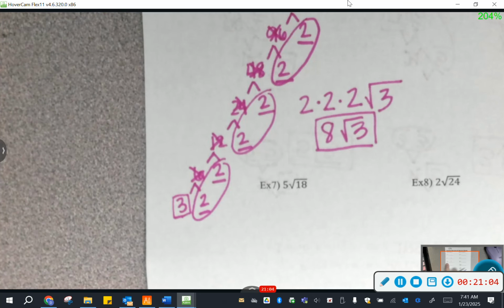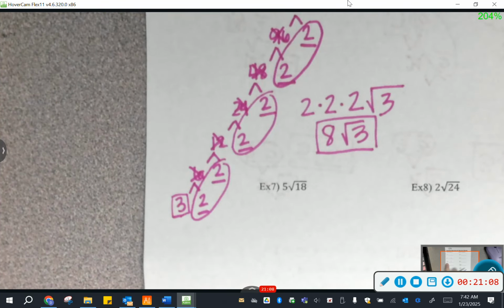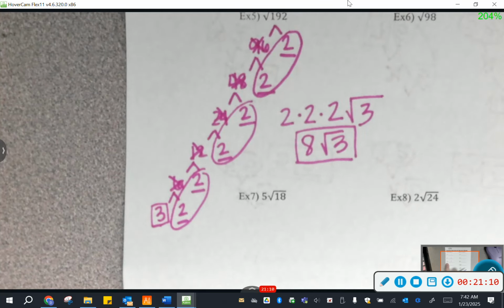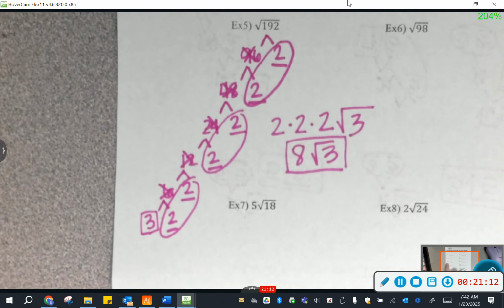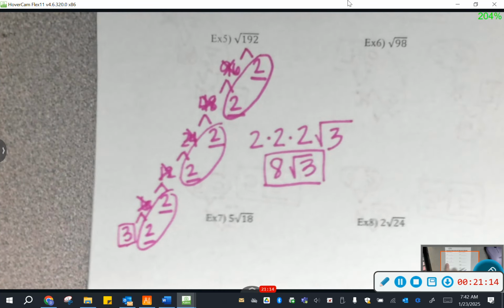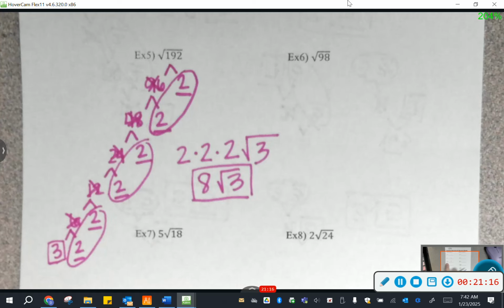Did y'all learn to do this in Algebra 1? Y'all were supposed to, but when y'all learned quadratic formula, but I don't know. Okay, you might have, but not for long.